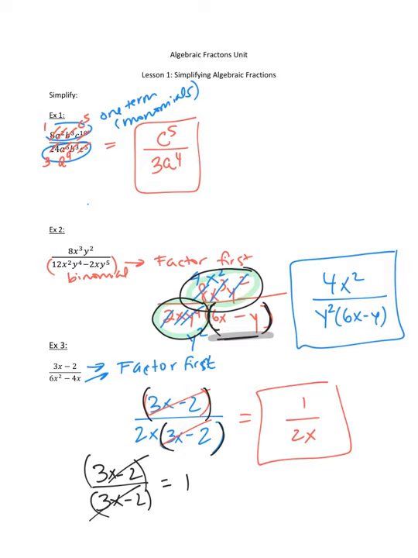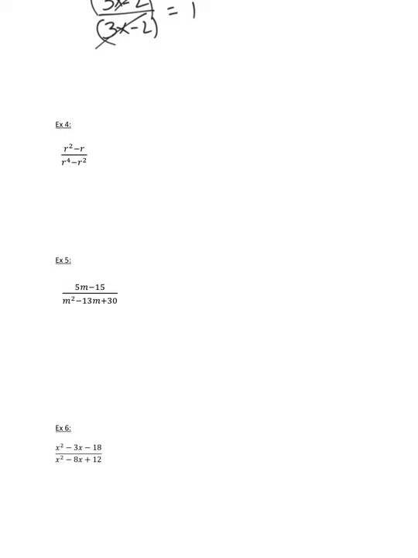Okay, we'll take a look at some more. Example 4. Again, remember to always factor first. Anything with binomials or trinomials, factor first. So I look in my numerator and I see a GCF. R goes into both terms. So it'll be r times r minus 1. And in my denominator, I have a GCF of r squared. And it'd be times r squared minus 1.